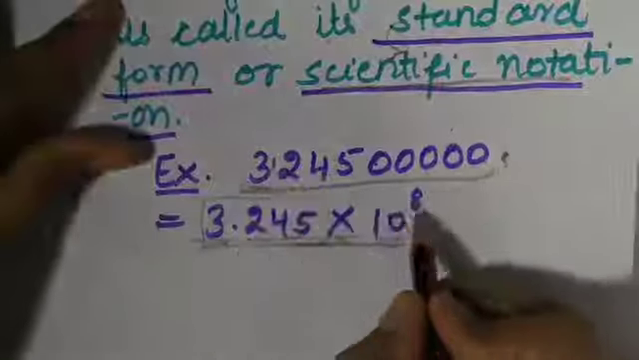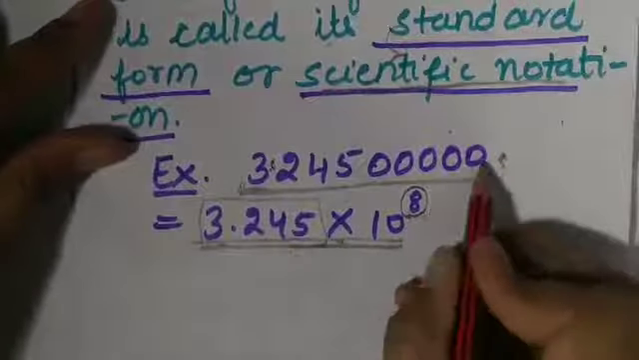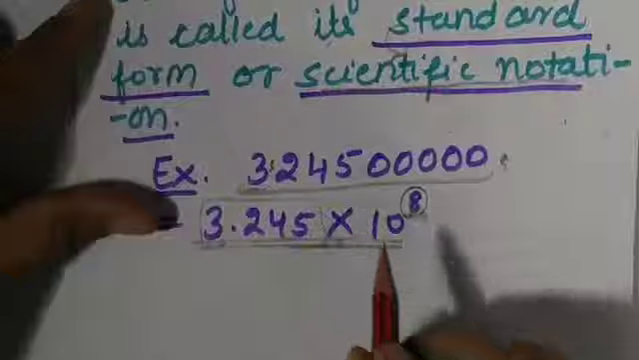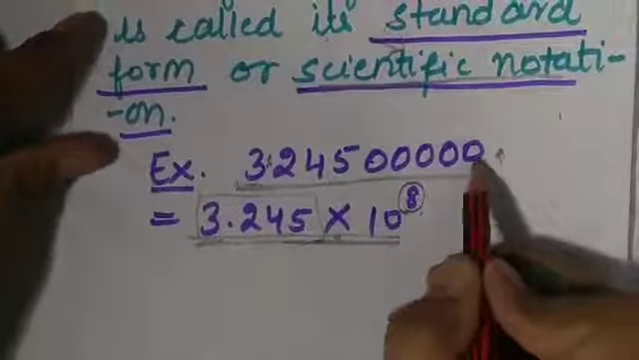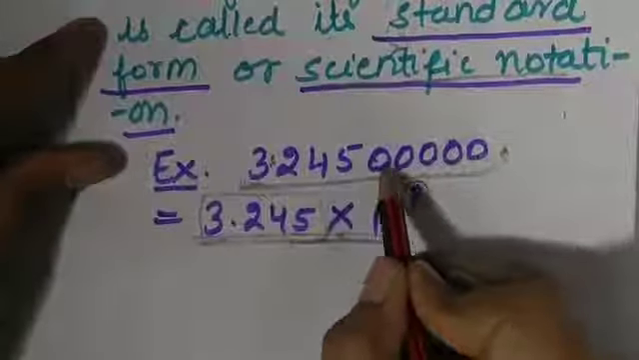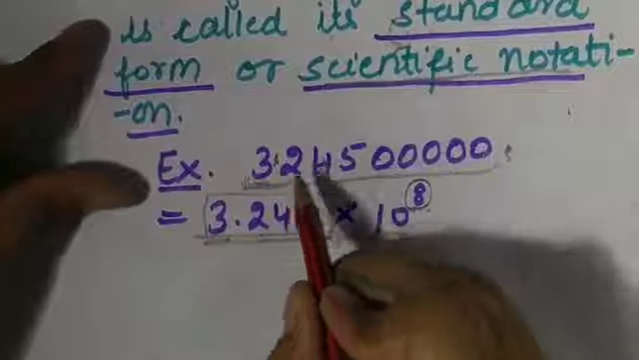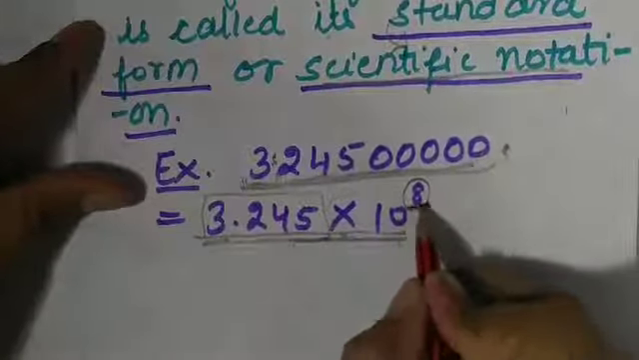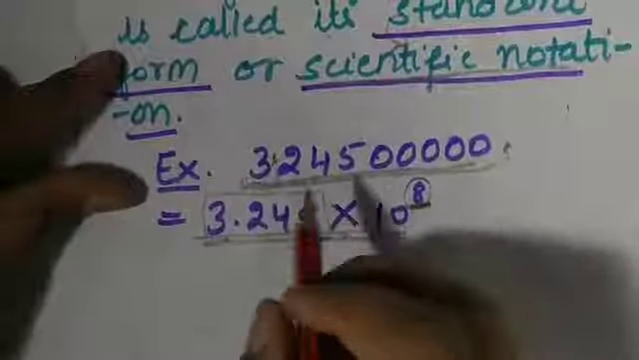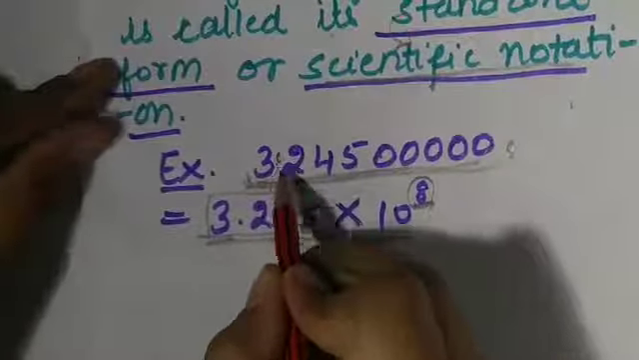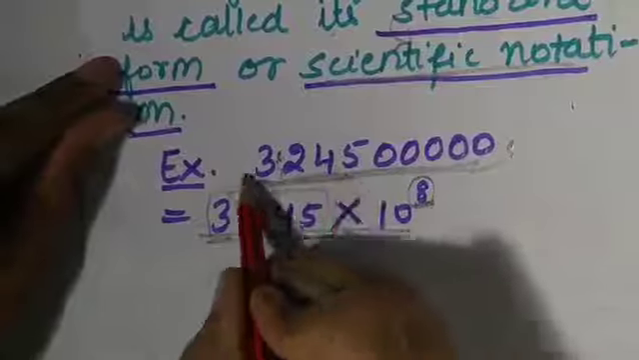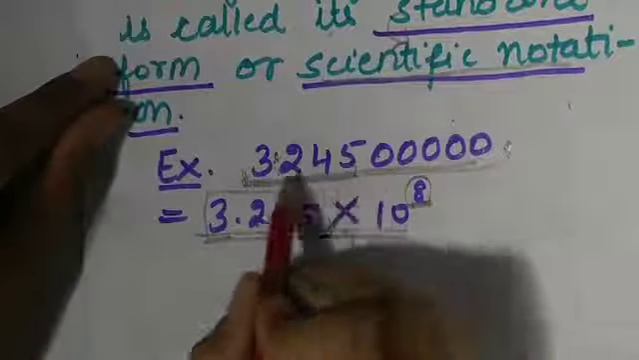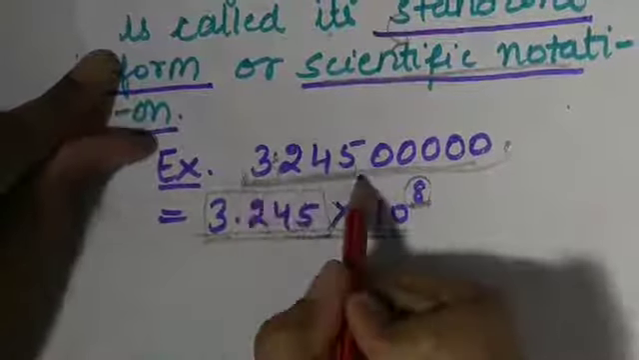So the power will represent the places the decimal got shifted. So how many places did it shift? 1, 2, 3, 4, 5, 6, 7, 8. So 8 places the decimal point gets shifted. So it will be 10 to the power 8, multiplied by 3.245, as we have to convert this number to a decimal number between 1 and 10.